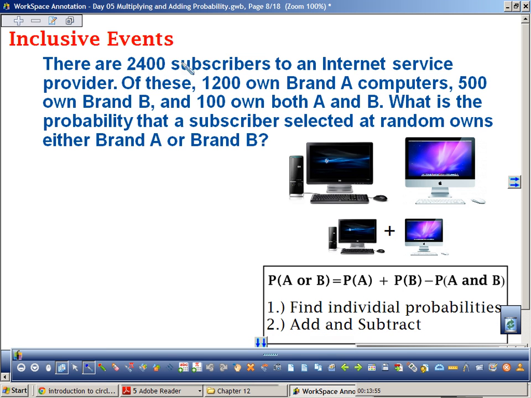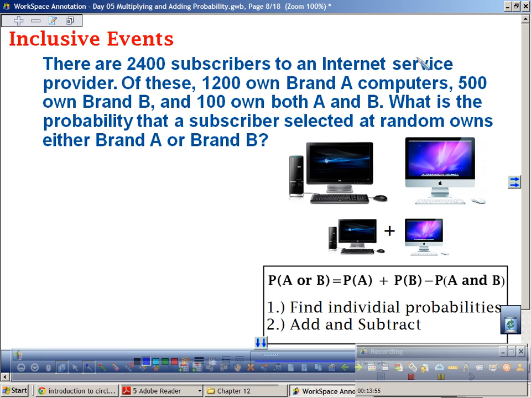Okay. So there are 2,400 subscribers to an internet service. Of these, 1,200 own brand A. And of these 1,200 own brand A, 500 own brand B. And 100 own both.